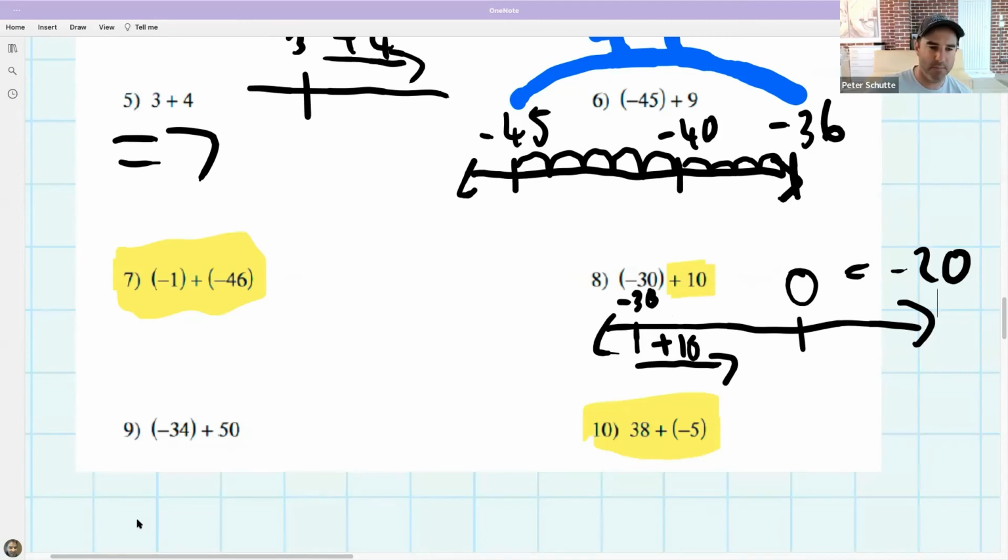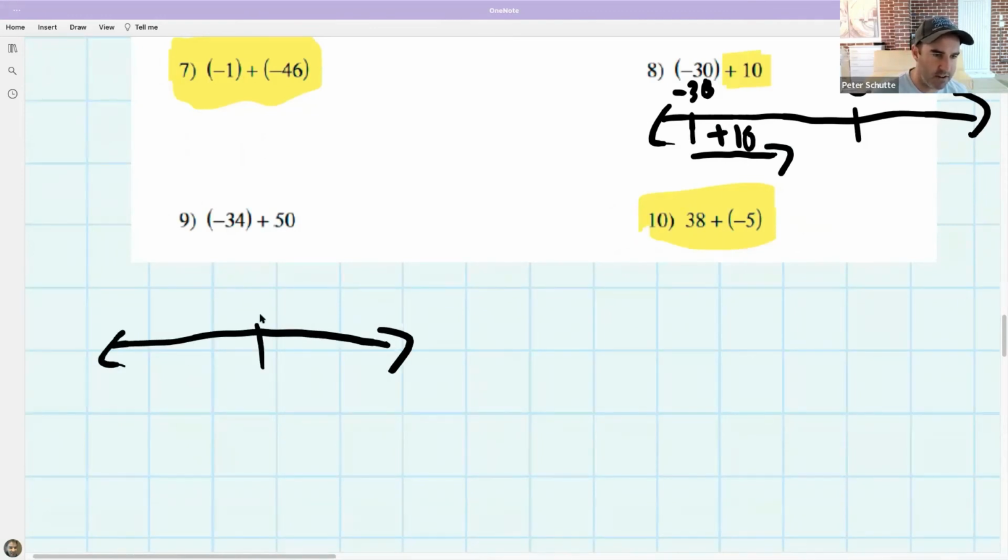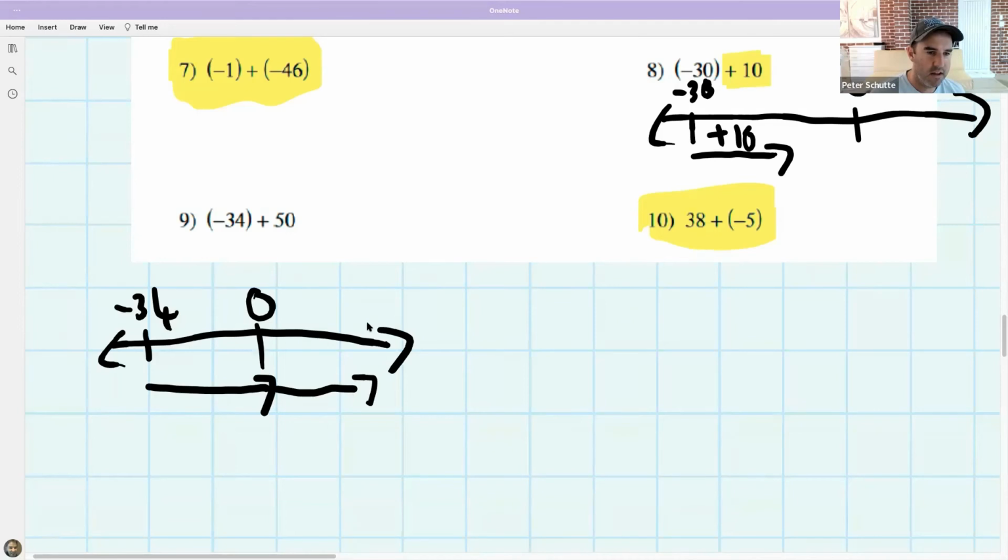Okay, what about number 9? So number 9 on my number line, where is minus 34? Well, it's definitely going to be on the negative side. So the number minus 34 is just the number 34 units to the left on the number line. But now what's going to happen when I add 50? Well, I'm going to have to use up 34 getting all the way back to here. And how much do I have left? Well, I've actually got 16 more to go. And so I'm going to end up at plus 16.